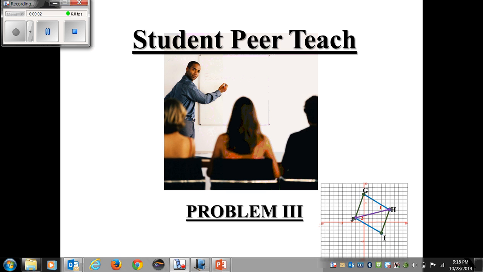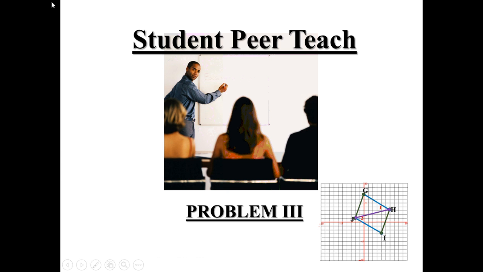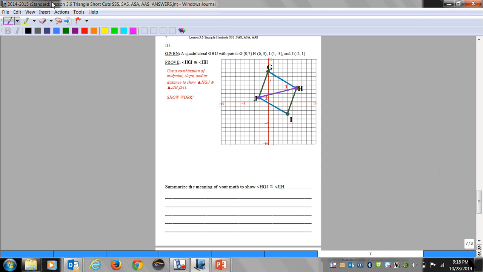This is Student Peer Teach Problem 3. Taking a look here, we have a quadrilateral GHIJ with points G at (0, 7), H at (6, 3), I at (4, -3), and J at (-2, 1).